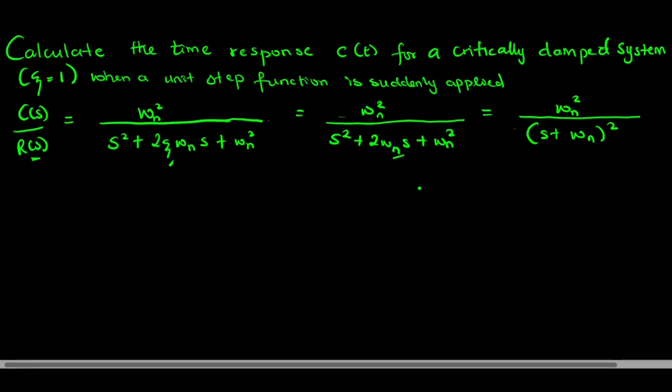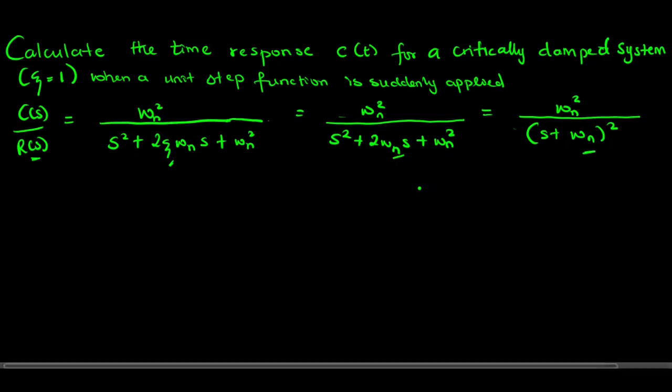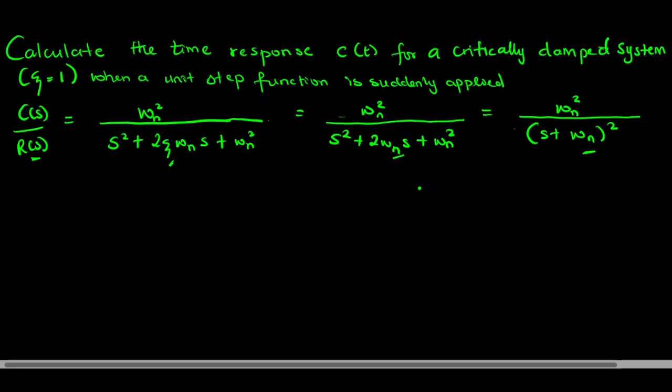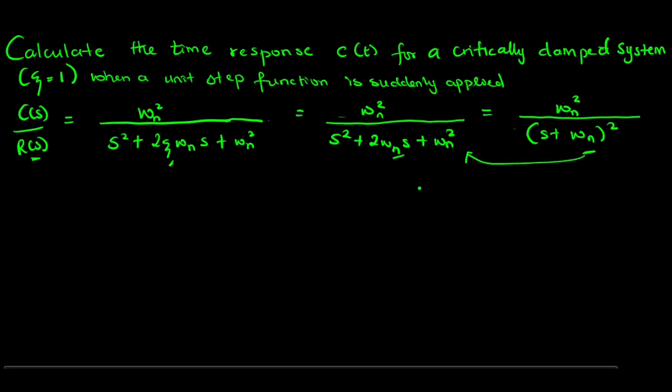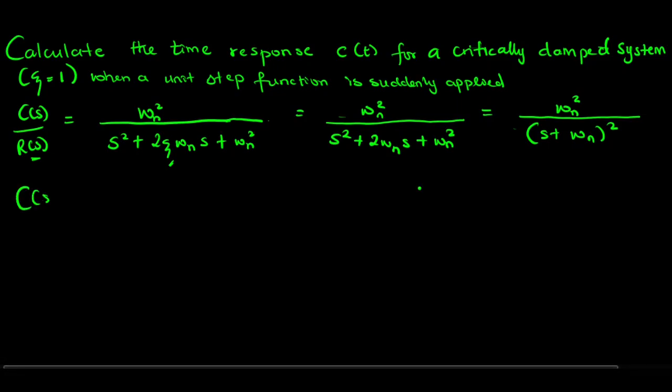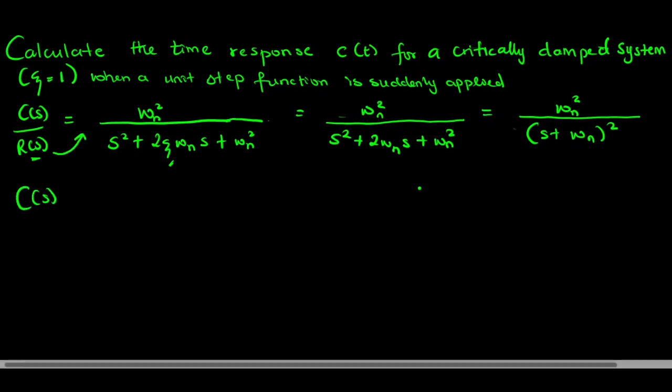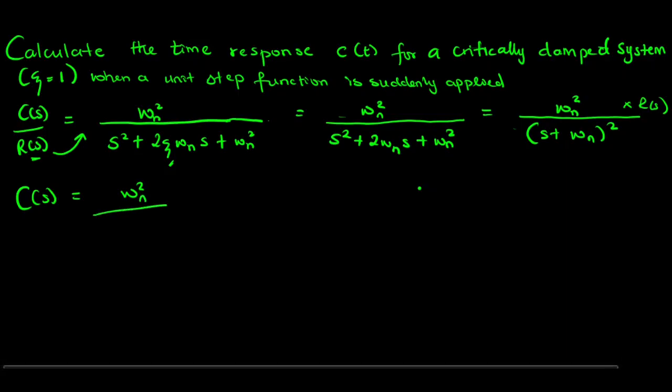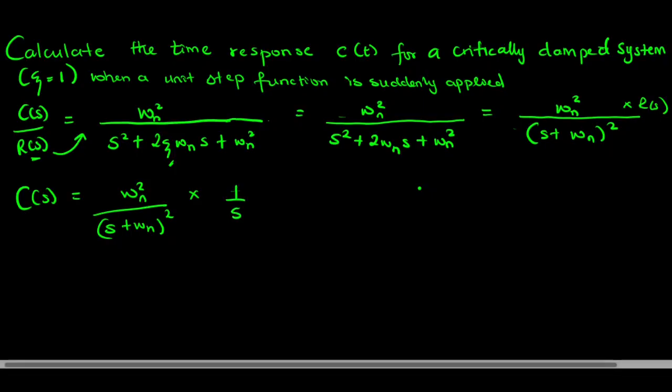And if you factor this, because this is a quadratic equation, you're going to get this. You can try expanding this, and you get back to this again. So now let's apply our unit step function. So C(s), we're going to take R(s) to be here, times R(s). So now C(s) is going to be equal to ωn² over (s + ωn)² times 1 over s, because that's the unit step function in the Laplace domain.